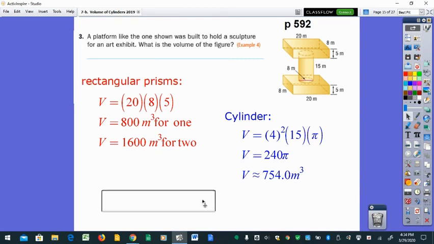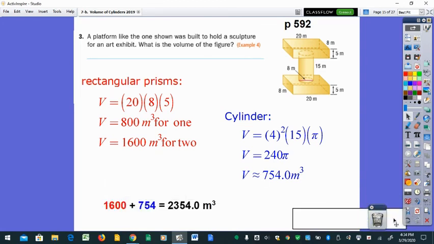And then here I'm going to add again because they're stacked on top of each other. I'm going to add this volume to this volume to this volume. So I add those numbers, and the volume of the composite solid is 2,354 meters cubed. So that's kind of where we are today, starting to put some of our shapes together.